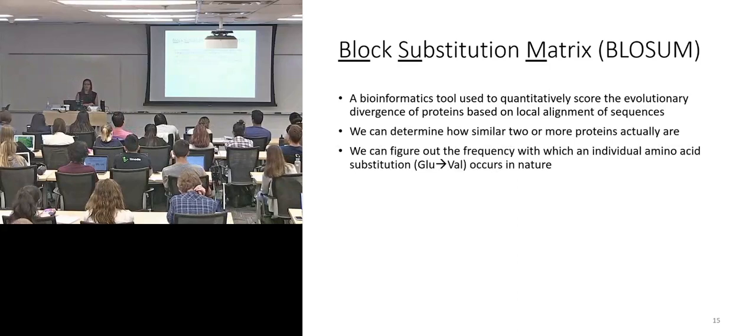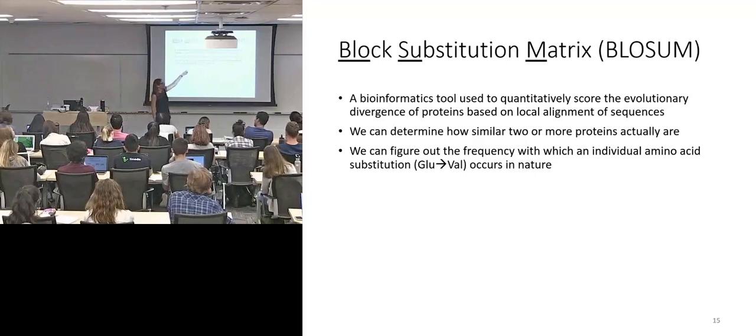We want to figure out the frequency with which a single amino acid would substitute for another one in nature. So glutamate to valine wasn't ideal. This was our sickle cell anemia example. Glutamate had a charge on it. Valine is hydrophobic. This is something that probably isn't going to be sustained and supported in nature very frequently, but a block substitution matrix would help us identify that.